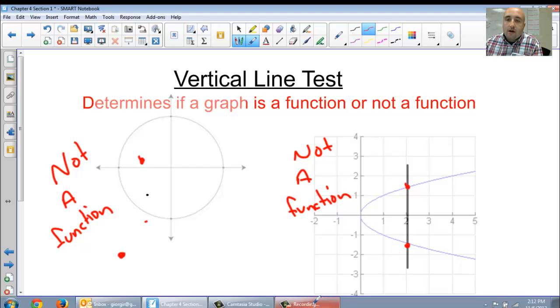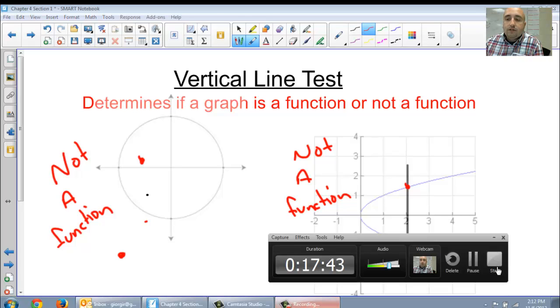So I know that's a lot of stuff. I know it's kind of confusing. We'll make sure we do plenty of examples in class to make sure that you're fully aware what a domain is, what a range is, and determining if something is a function or not a function. Great job. I will see you tomorrow.